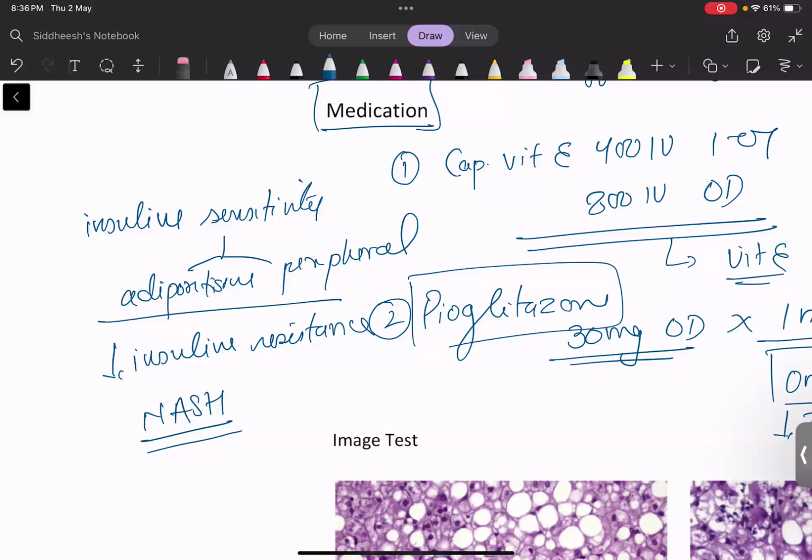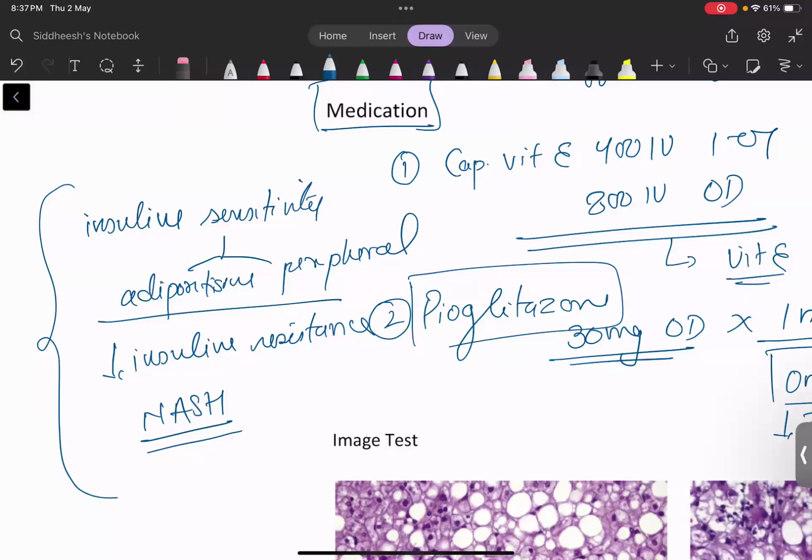Yes, Manish, this is the answer, what we just discussed now. This is the MOA, how it is working for NASH. And many studies, many articles, many RCTs have shown that pioglitazone actually improved the pathological features of NASH. So it is a good drug to go for NASH patients. Done.